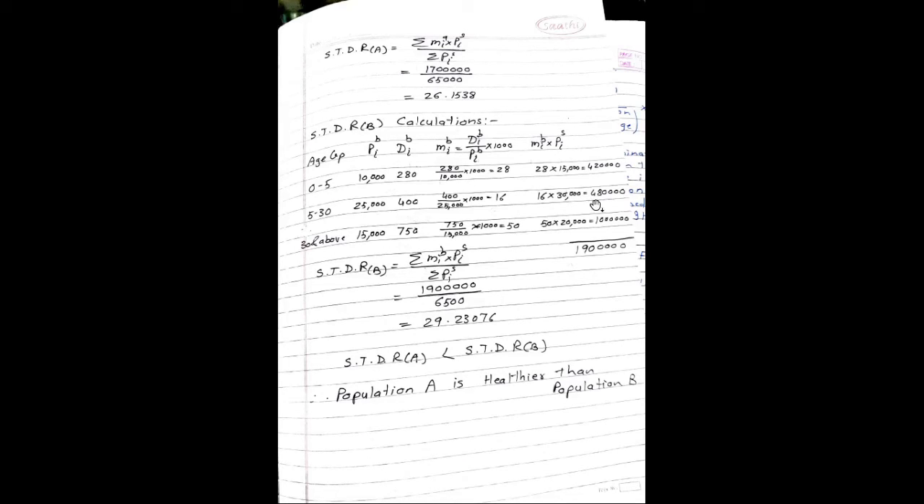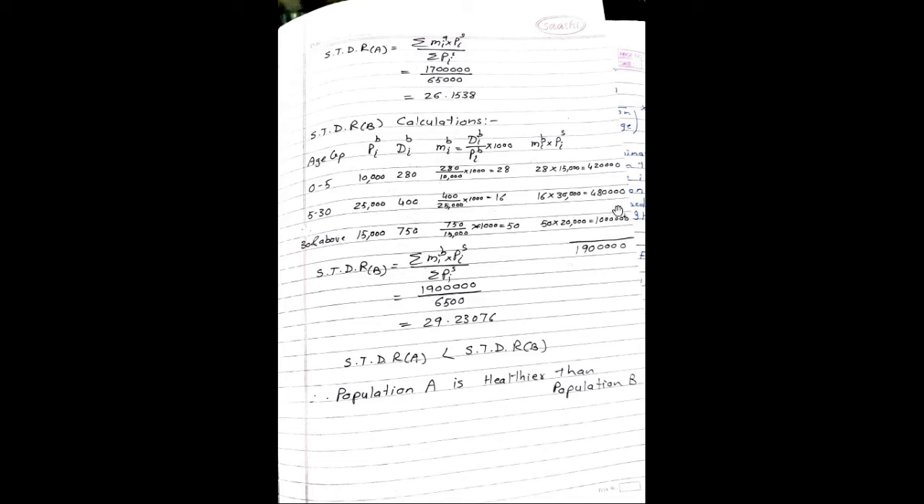So the value becomes 4,80,000. And for the third group, age group 30 and above, total population is 15,000. Total deaths are 750. Mortality rate is nothing but 750 upon 15,000 into 1000. So the answer is 50. MIB into PIS, the value is 50 into 20,000. So that becomes 10,00,000.